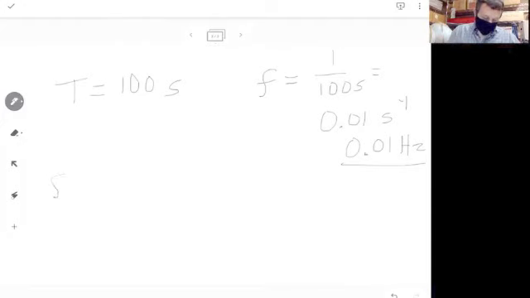On the other hand, let's say I had a frequency. Let's say something happened with a frequency of 4 hertz. That means it happens 4 times per second.